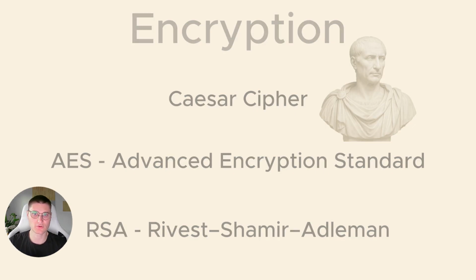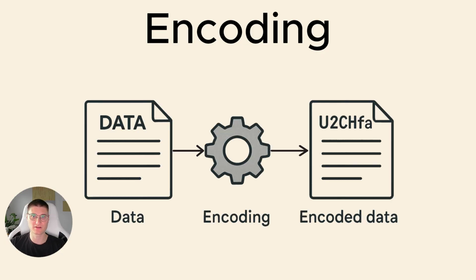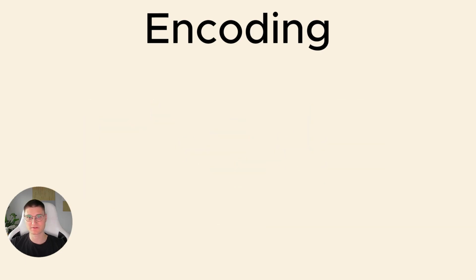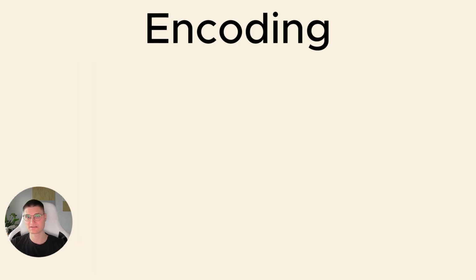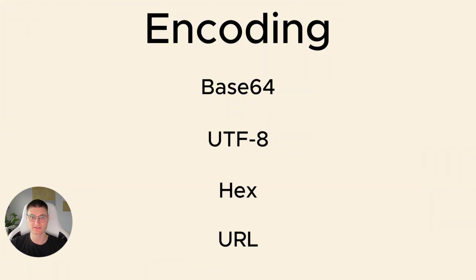Now let's proceed to encoding. Encoding transforms data to a different format for compatibility and safe transportation, for example over the internet. Unlike encryption, encoding is not meant to protect data. Anyone can decode it easily back. However, some developers sometimes use encoding to slightly obscure strings and make it harder to find them in the code. For example, hiding URLs so that they don't appear when you search for HTTP in the application's code. Common encoding methods are base64, UTF-8, hex, and URL encodings. We will have a closer look at some of them later in the video as well.